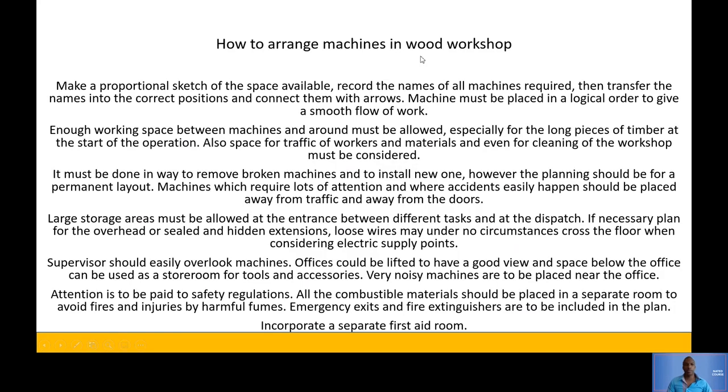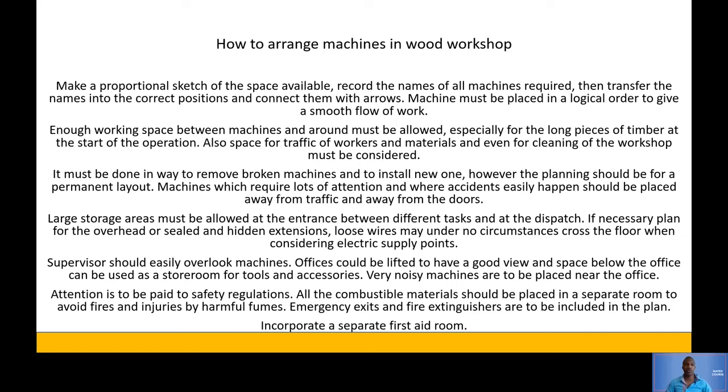Okay, so let's just talk briefly about how to arrange machines in a wood workshop. Make a proportional sketch of the space available, record the names of the machines required, then transfer the names into the correct places. What I was trying to say here is that you should plan it properly and put it down on paper, so that you can transfer to site what is on paper.